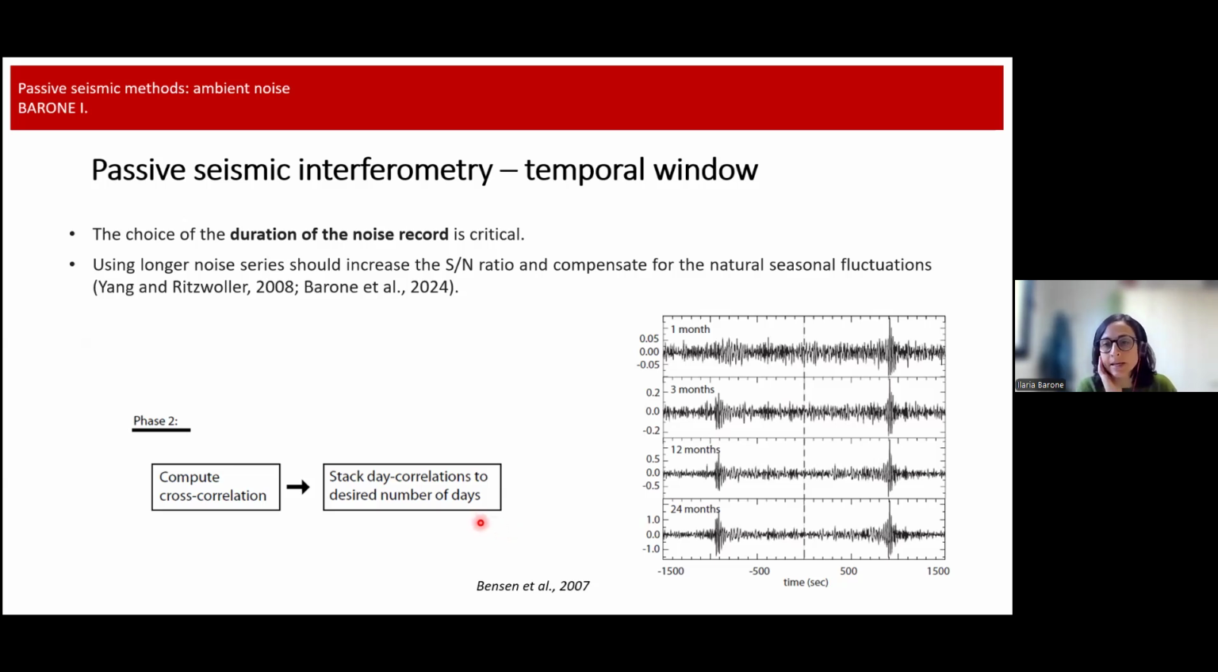Very importantly is that if you know that you are analyzing a frequency range where you have seasonalities, you should try to use an ambient noise record that is at least as long as the period of the seasonality. So in the case of the primary or secondary microseismic range, we should try to use at least 1 year of data to get rid of the seasonality.